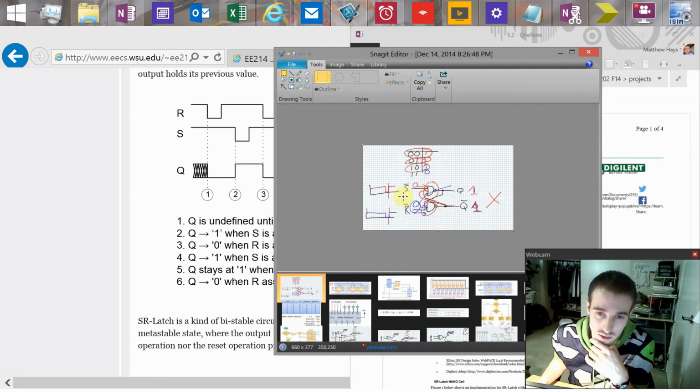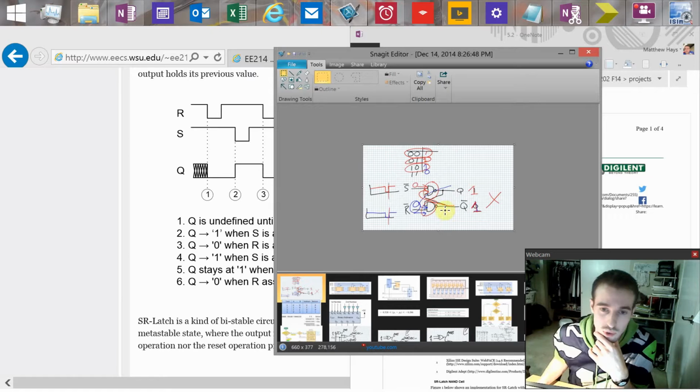And conversely, the same thing is true with reset. Reset sets Q to 0, Q naught to 1. It doesn't matter after that point if you change the reset input to 0 or a 1. It's going to stay in that state.